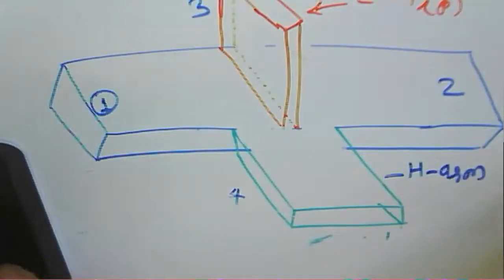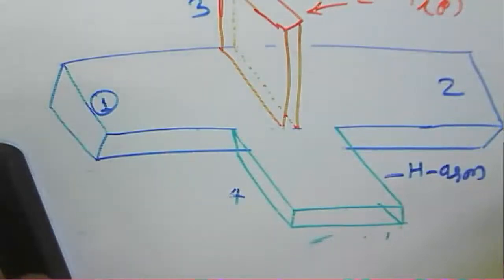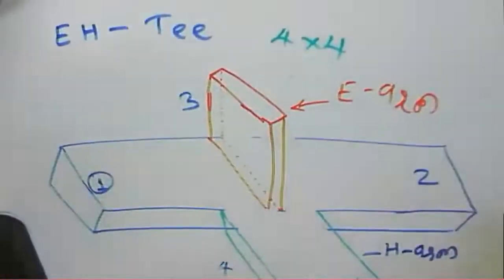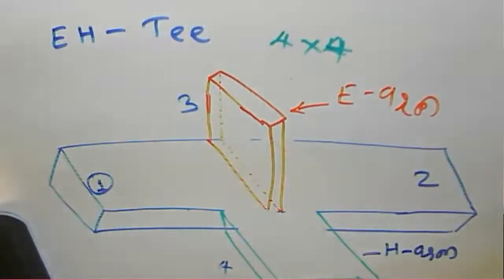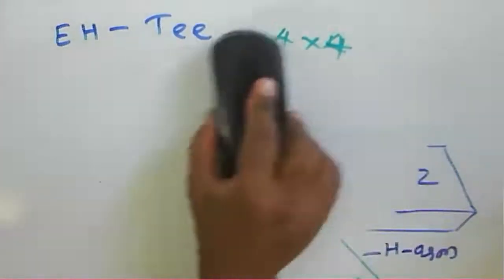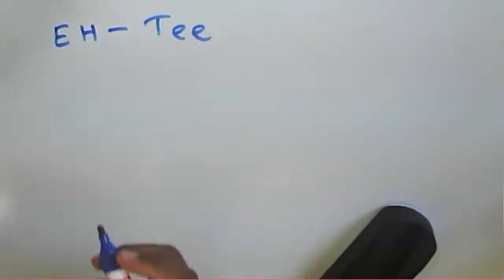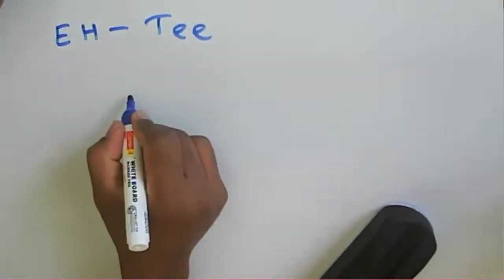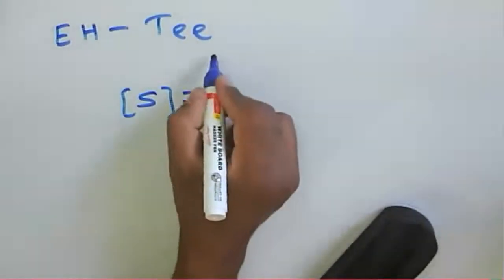Since it has 4 arms here, the S matrix will be a square matrix of order 4 by 4. So we will find out the S matrix for this magic T, considering the EHT here. The matrix for this magic T will be what? A 4 by 4 matrix.